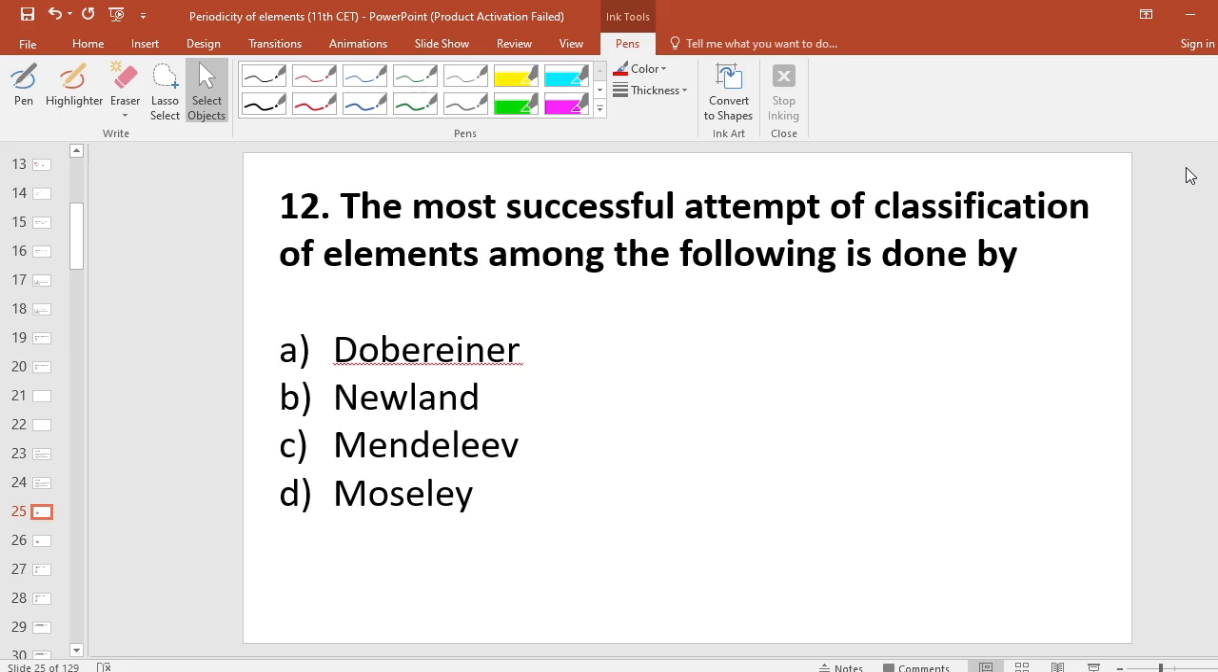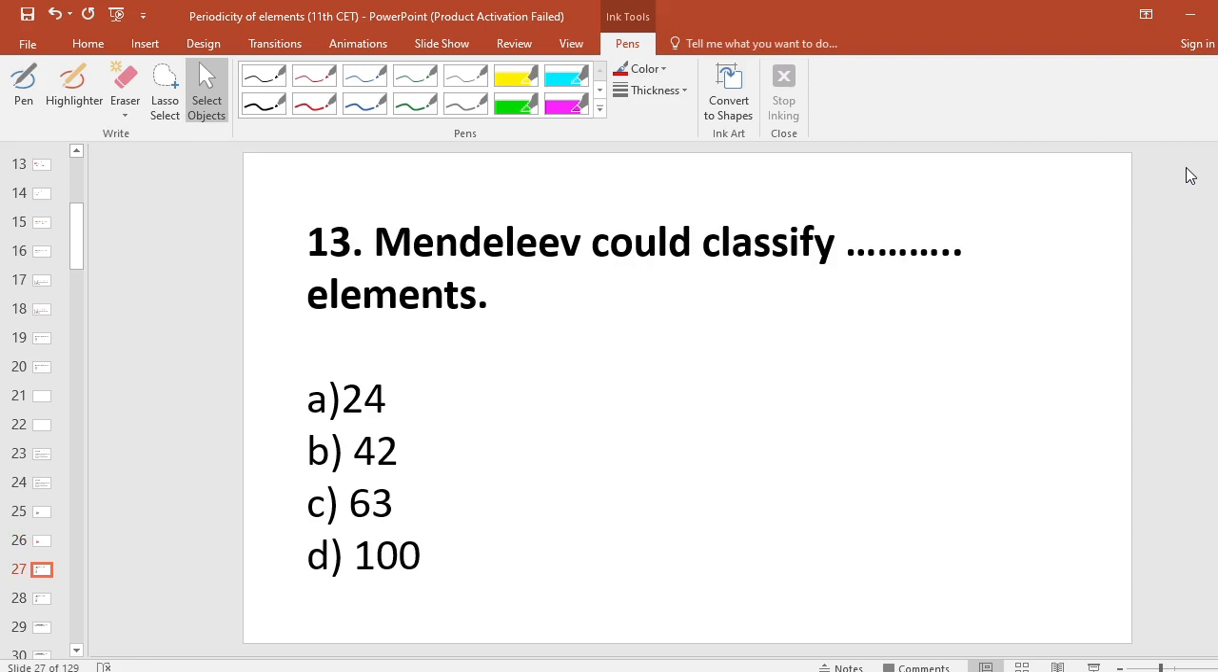The most successful attempt of classification of elements among the following is done by? Most successful, they have asked. Most successful attempt was done by Mendeleev, and the first successful attempt was done by Dobereiner. Mendeleev could classify how many elements? 63.